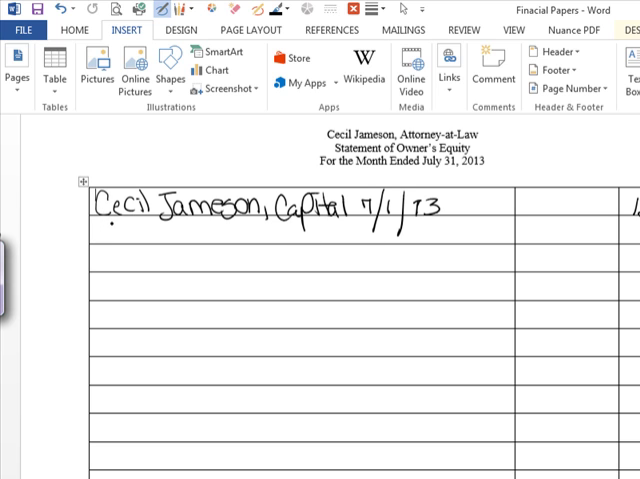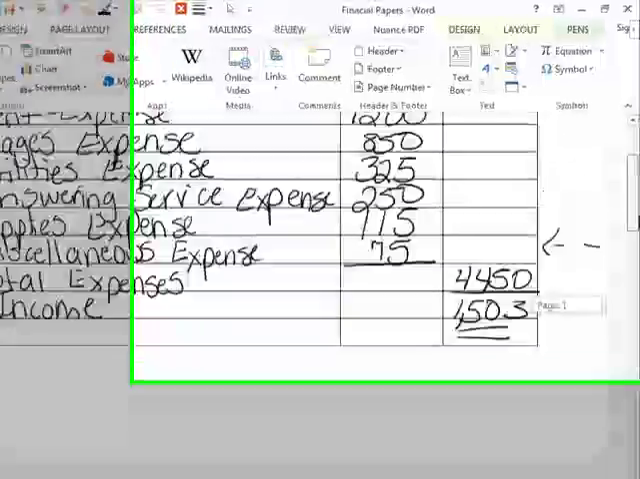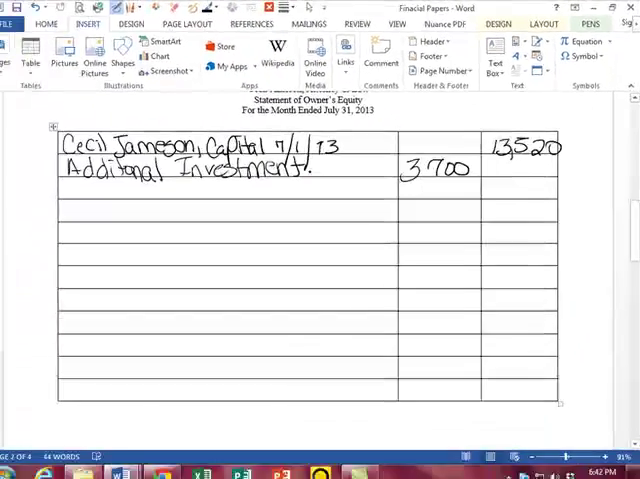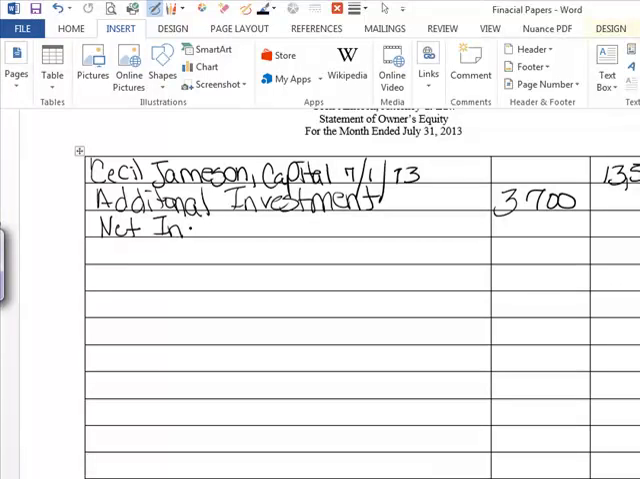The next thing we're going to do is add in any additional investment. And for this particular month, Cecil Jameson actually added in an investment for $3,700. So we're going to enter this into this financial statement. We're going to write additional investment, and we're going to write it right here, $3,700. Okay. We're then going to add in the net income, and remember that was $1,503. So we're going to bring that down here. We're going to do net income for the month, $1,503.